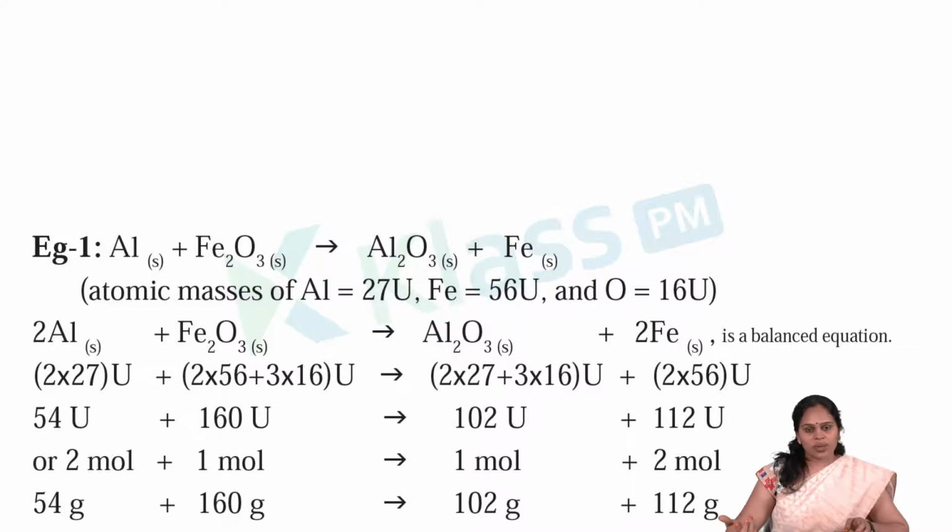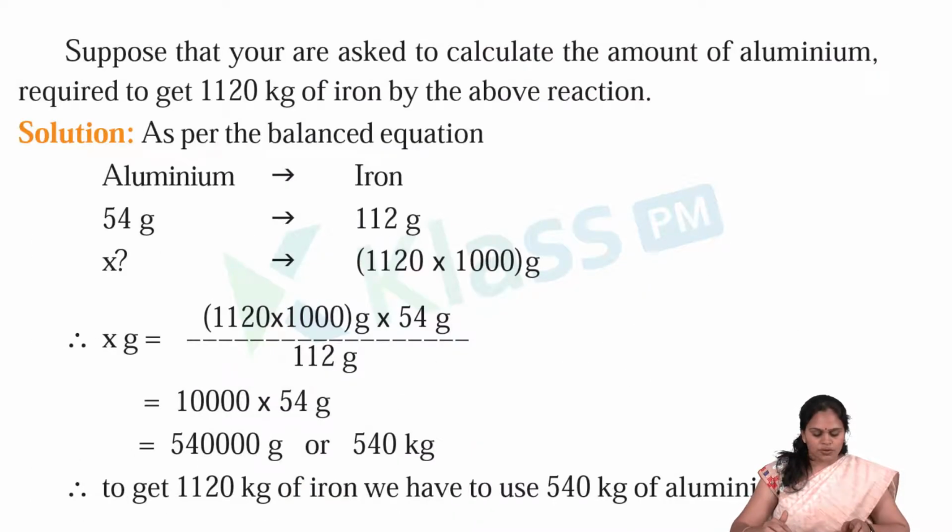So, to generate 112 grams of iron, how much aluminium is required? 54 grams of aluminium is required. So, to give 1120 kg of iron, how much aluminium is required is the question here. We don't know how much aluminium is required, so take it as X. X grams is equal to 1120 into 1000 grams, because we need to convert into grams. What they have given in the question is 1120 kg. To convert 1120 kg into grams, we need to multiply by 1000. That is 1120 into 1000 grams of iron into 54 grams of aluminium by 112 grams.